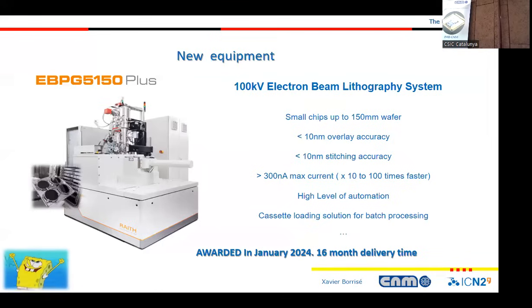It can give us higher throughput, higher stability, higher reliability, more automatization than we had before. So we expect that it will be a lot of fun. It has a cassette system, which allows us to load 6-inch wafers, and we will have several cassettes, wafers, chips, and so on.